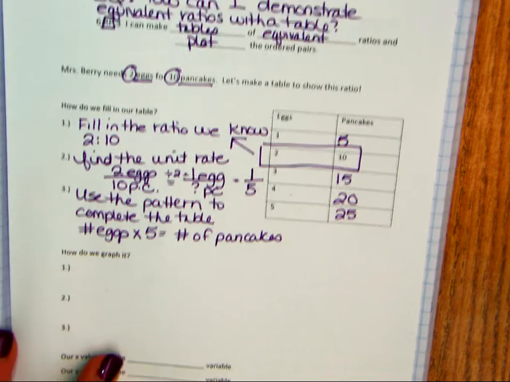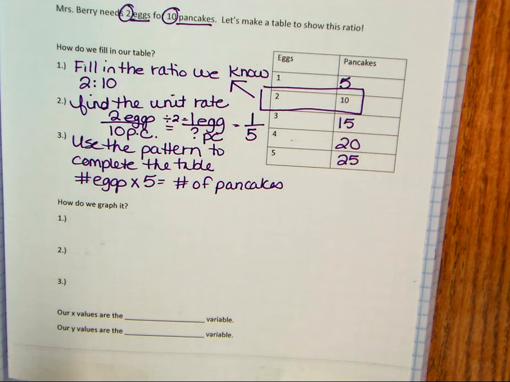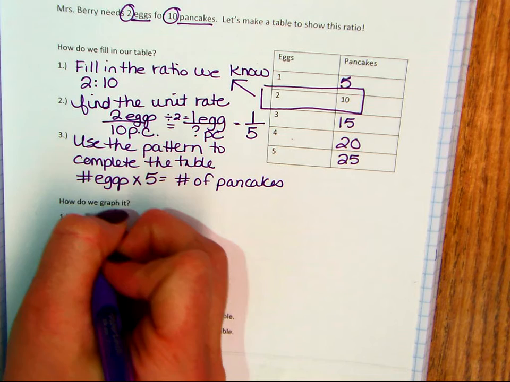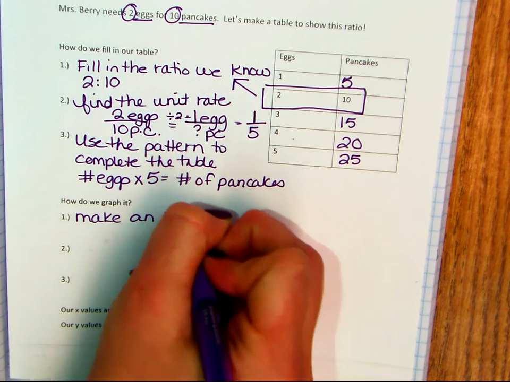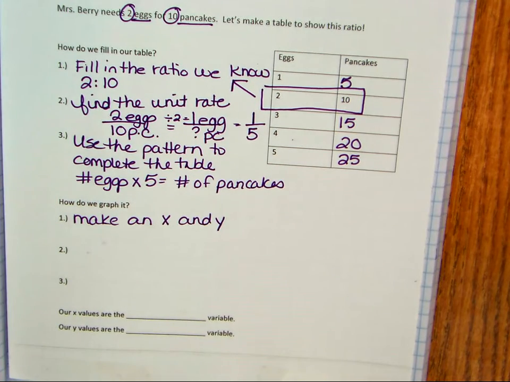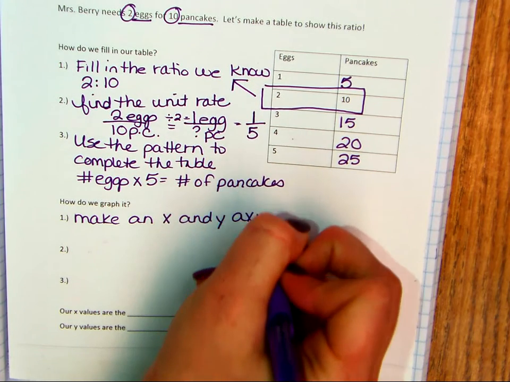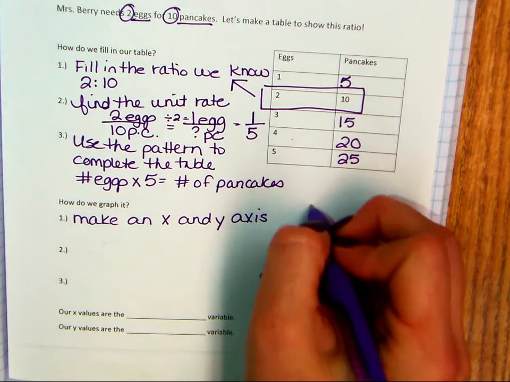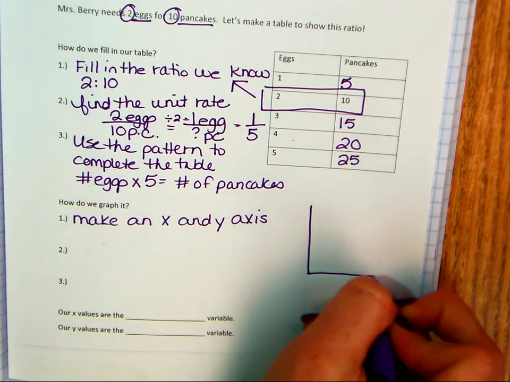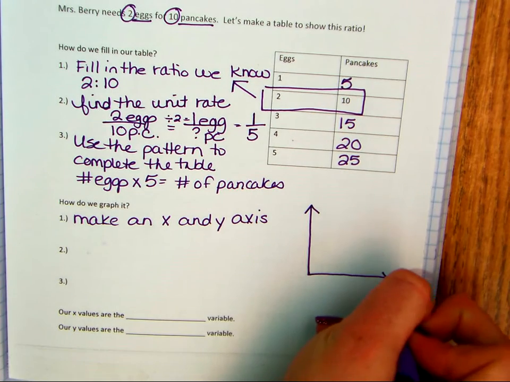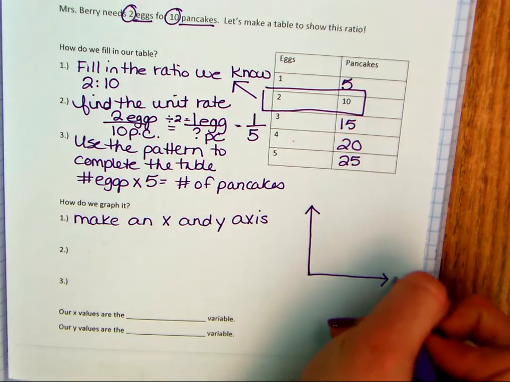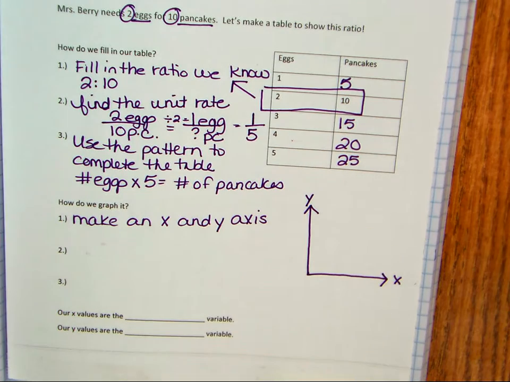Okay, so now that we have this beautiful chart completed, we're going to use this to plot these ordered pairs to see if we see a pattern there. To do this, how we graph it is we're going to make an X and Y axis. To do that, I have my vertical line, and I'm not doing a coordinate grid, I'm just doing 1 quadrant of the coordinate grid. Remembering that this is my X, this is my Y.